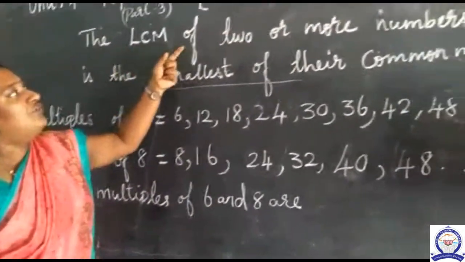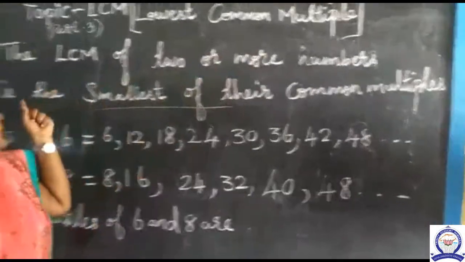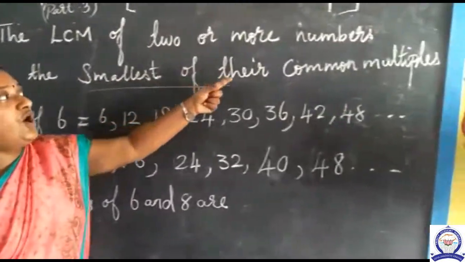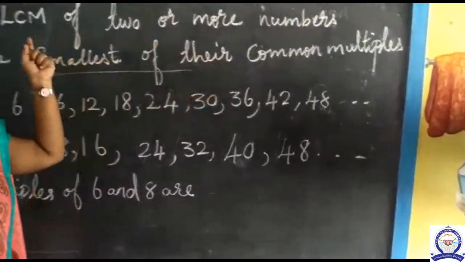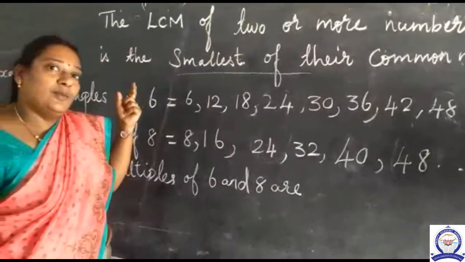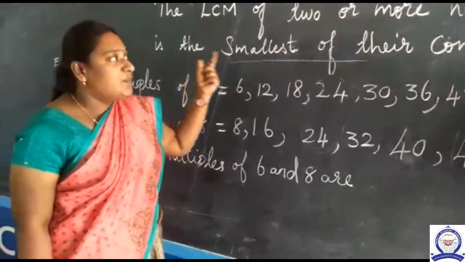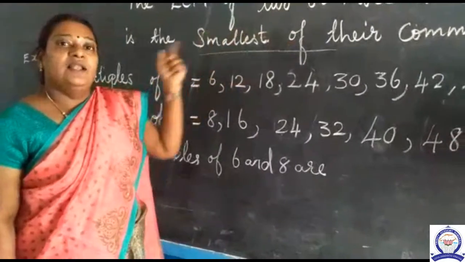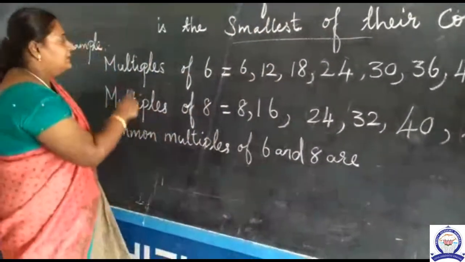The LCM of two or more numbers is the smallest of their common multiples. Let us see the example.